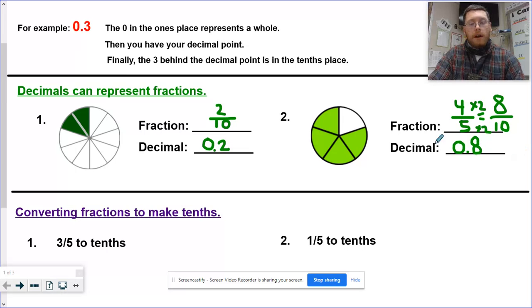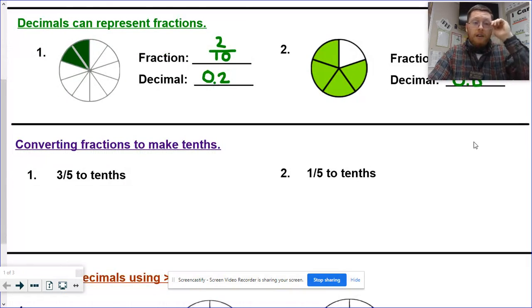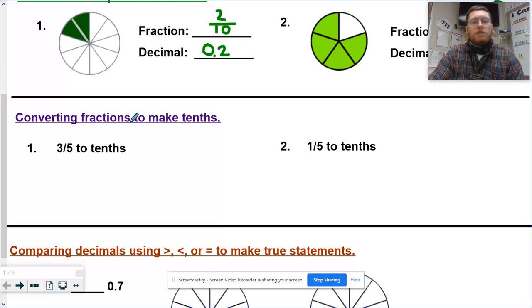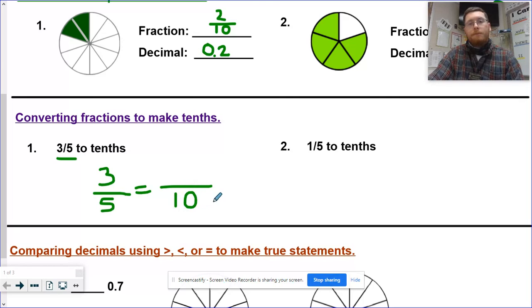All right. So now that we kind of understand this, and if you don't, that's okay. We're going to do a little bit more practice with this by finding equivalent fractions, then changing them to decimals. So we can convert fractions to make tenths. I have the fraction here, 3 fifths, 3 out of 5. That equals something out of 10 total pieces. I don't know how many pieces that is.